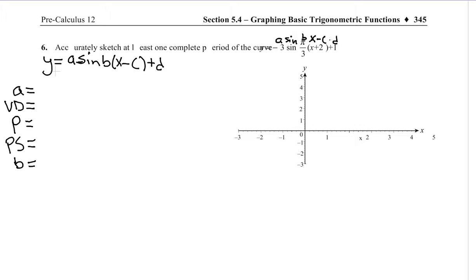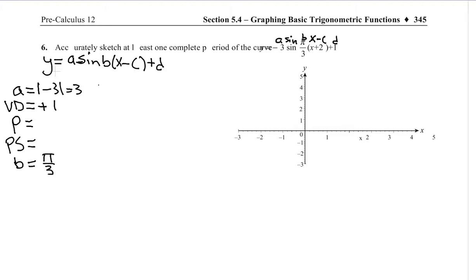this is our d. Just comparing these two, we can see that A is going to be 3, and don't make the mistake of saying negative 3, because A is always the absolute value of the coefficient, so it equals 3. VD is going to be our D, which is plus 1, I like to write plus 1 so I know I'm going up. We skip our period and our phase shift for a second and go down to B, because that's easy. B is pi over 3.